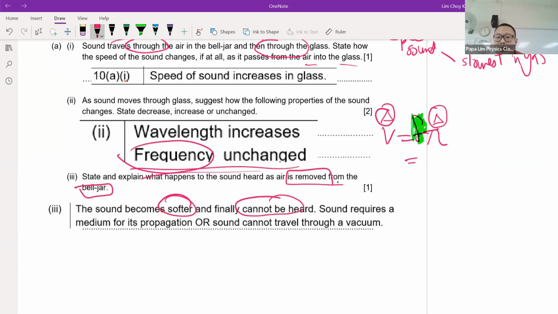But remember, at this time, although there's no sound, the bell is still ringing. It's just that we cannot hear it because there's a vacuum inside. Sound needs a medium to propagate. That's one of the main reasons, or what we call, sound cannot travel through a vacuum. So take note of the properties that we are looking at and take note of the explanations.